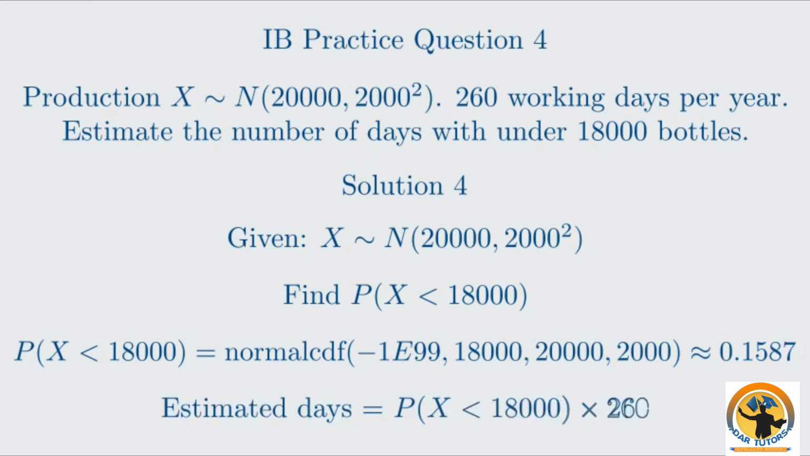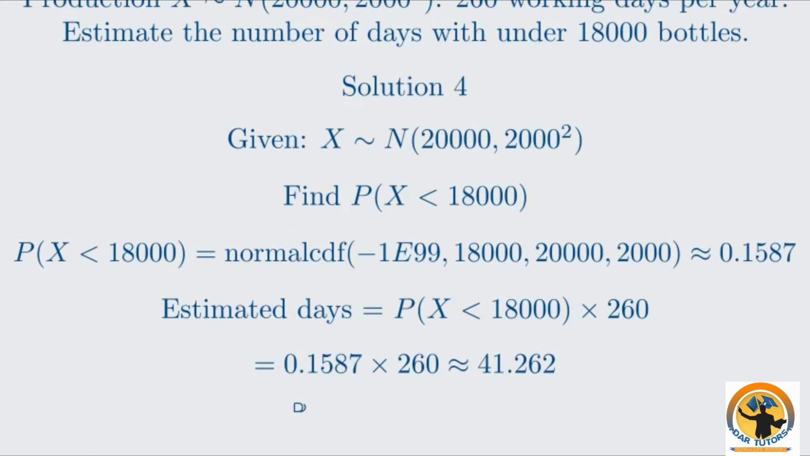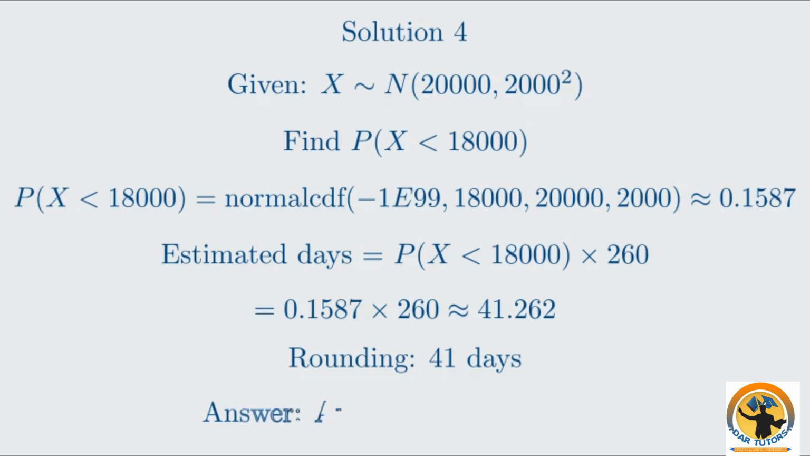Now, we need to estimate the number of such days in a year. There are 260 working days. We multiply our probability by the total number of days, where 0.1587 times 260 is approximately 41.26. So we would expect that on about 41 days of the year, fewer than 18,000 bottles would be filled.